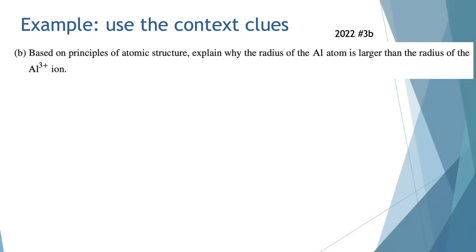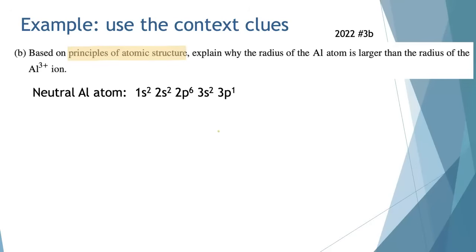For example, here's a question from the 2022 exam. Based on principles of atomic structure, explain why the radius of the aluminum atom is larger than the radius of the aluminum ion. Principles of atomic structure, there's that clue. The neutral aluminum atom, we can write out its electron configuration. An aluminum ion, you'll see, has 3 fewer electrons, right? We're going to lose those outermost electrons.